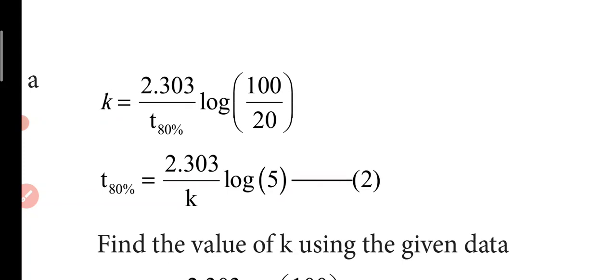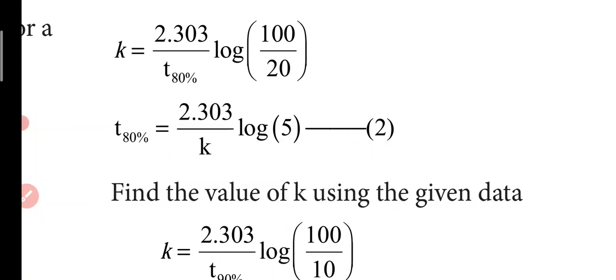So k is equal to 2.303 by t80% and log 100 by 20. So 100 is a fixed value. For 80%, it is 20. Initial concentration is 100, that is a naught, and the final concentration is 20, because 100 minus 80 will be 20. And t80% is equal to 2.303 by k, into log 100 by 20, which will be 5.